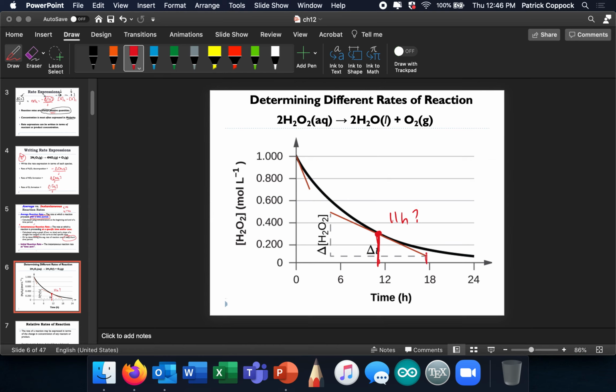Can you see that? So this might be 17 hours. And this might be what, 4 hours? 4 hours, right? So the change in time is equal to 13 hours, and the change in concentration might be, I don't know what that is, 0.48. Is that right? Let's do that. 0.48, it's not quite 0.5. And the concentration here might be, I don't know, 0.18, right? I'm looking at the concentration of H2O2, right?